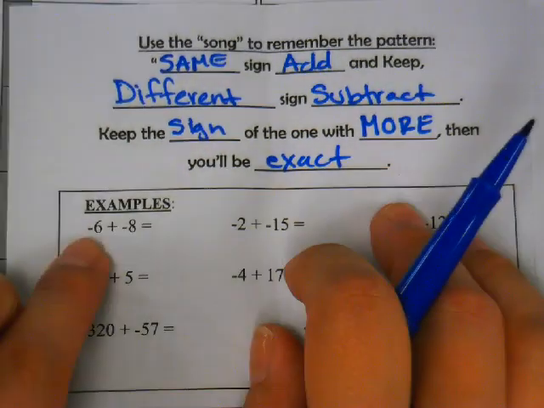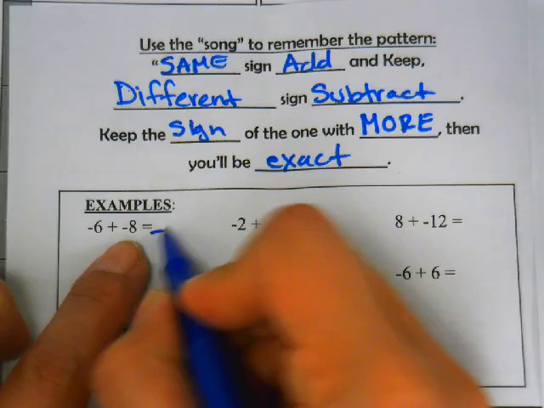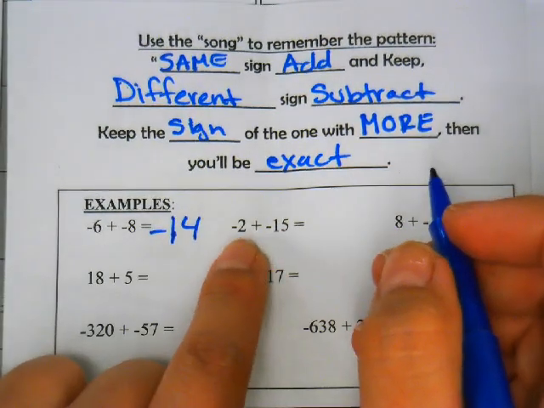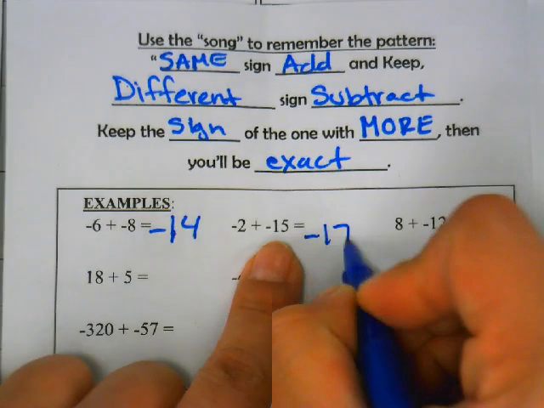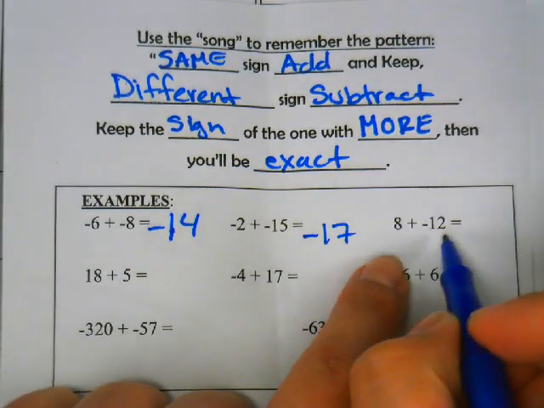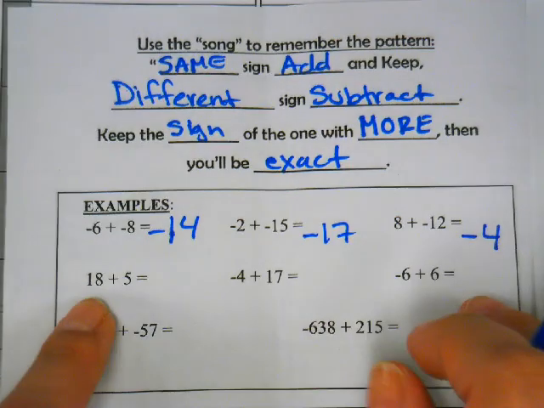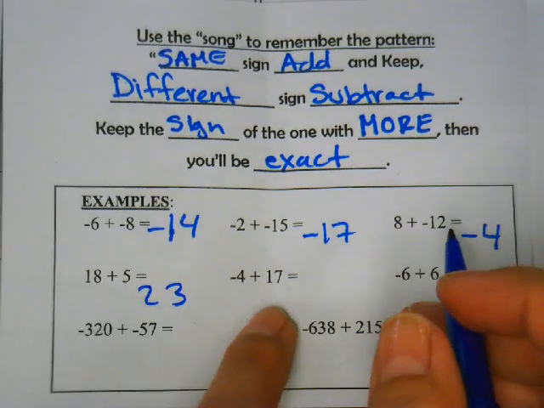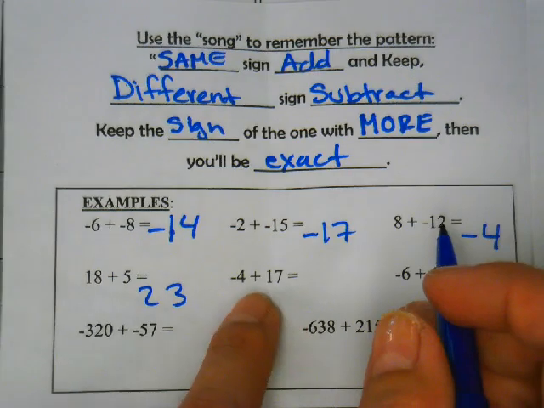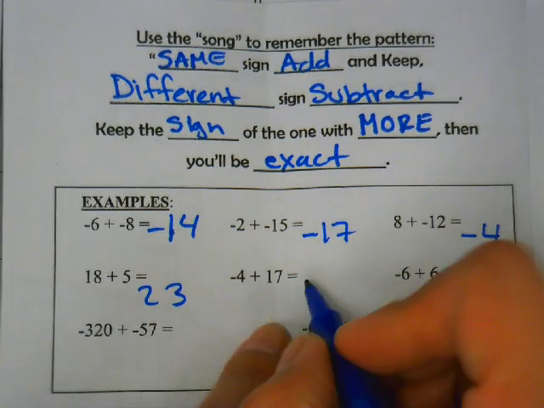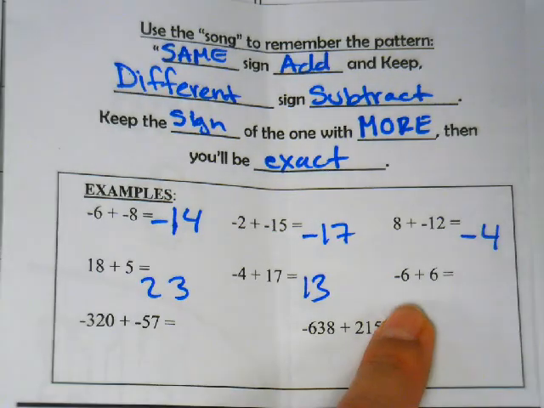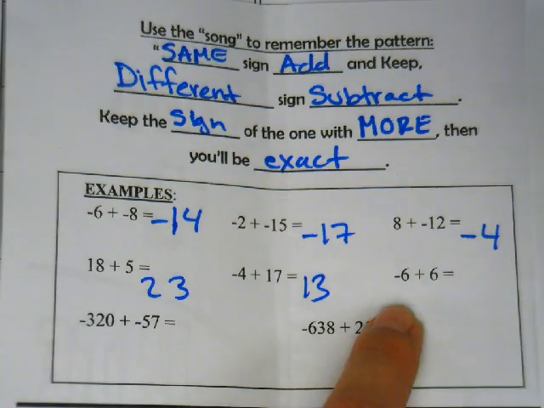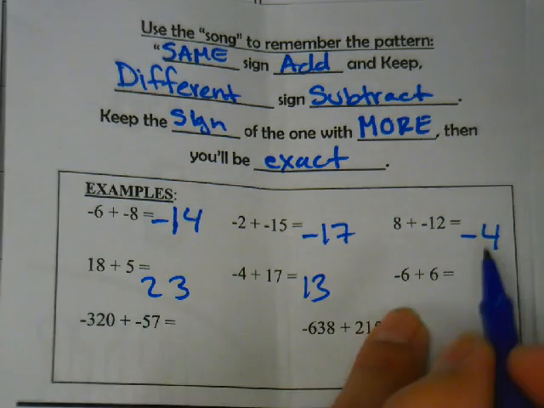Oscar, what'd you get? Negative 6 plus negative 8 is? Negative 14. Good. Chris, negative 2 plus negative 15? Negative 17. Lupita, what's 8 plus negative 12? Negative 4. Katia, what's 18 plus 5? Kiara, what's negative 4 plus 13? All right, this one is actually hard. What's negative 6 plus 6? I think it's 0. Good job.